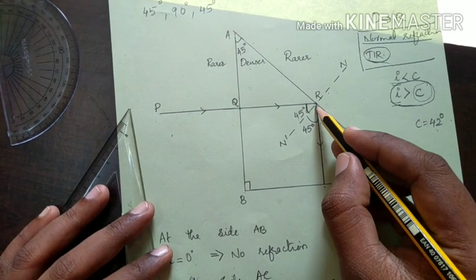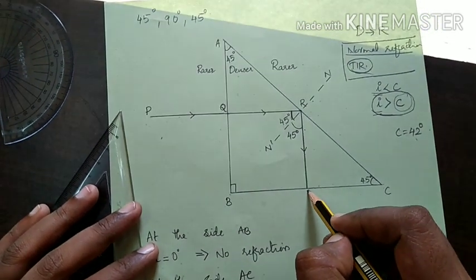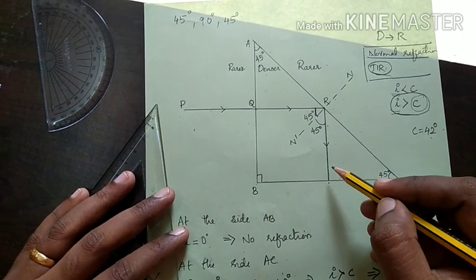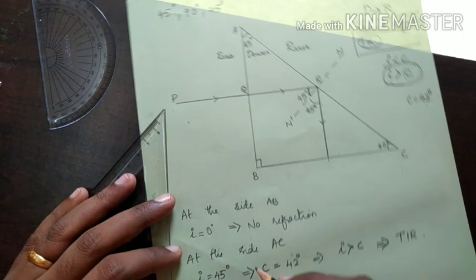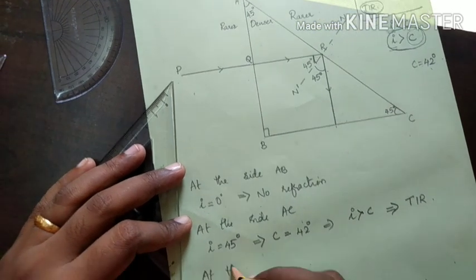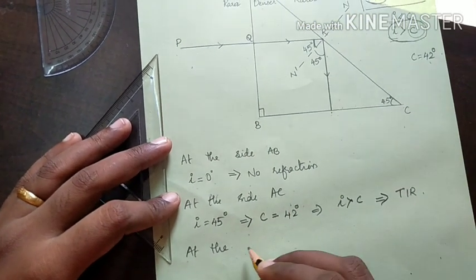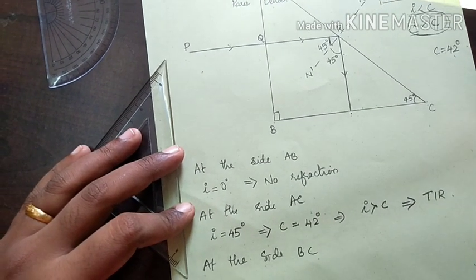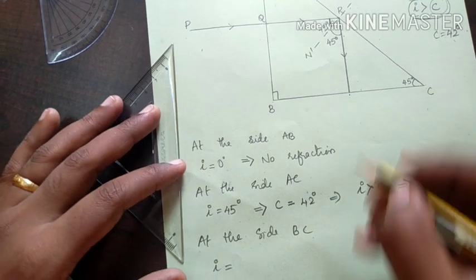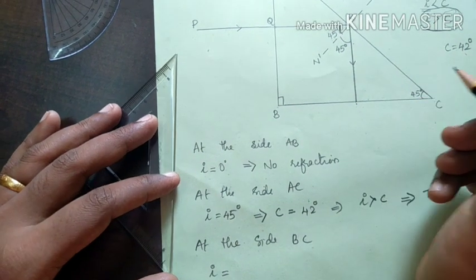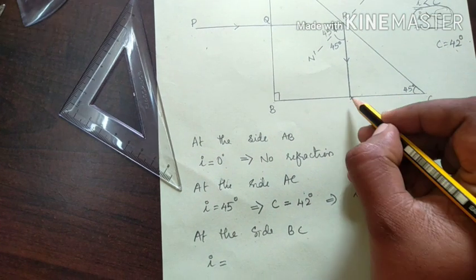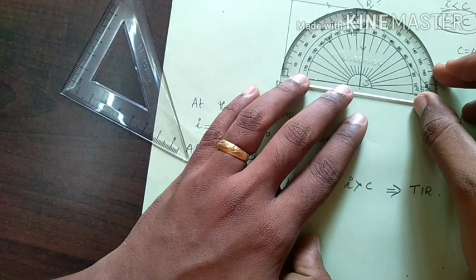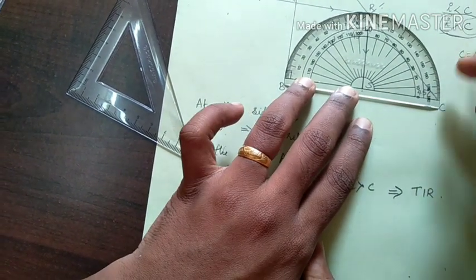Then still our light ray is in the denser medium. Okay, and it is approaching the rarer medium. So again you have to measure the angle of incidence. So now our light ray reached the side BC. So at the side BC, what happens? We need to measure the angle of incidence. So to measure the angle of incidence, we need to draw the normal. So at this point of incidence, marking as S, keep your protractor and we need to draw the normal.